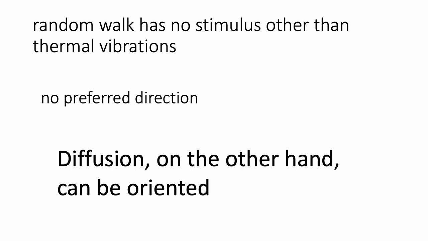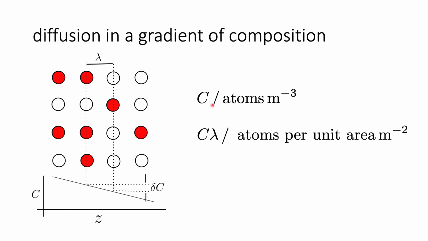Diffusion, on the other hand, can be oriented because it tends to occur as some function of the gradients in concentration. So consider the scenario here where we have a concentration gradient, and these are atoms arranged on a lattice. And the concentration is defined as atoms per meter cubed. So if we consider a unit area going normal to the plane of this diagram, then the concentration per unit area is simply C times the thickness of each plane, which is lambda. So that gives us the atoms per unit area, in other words, the concentration per meter squared.